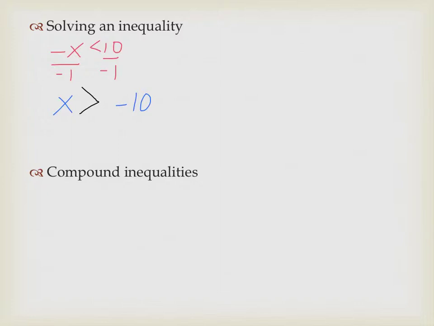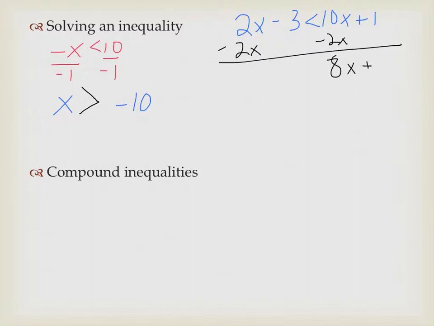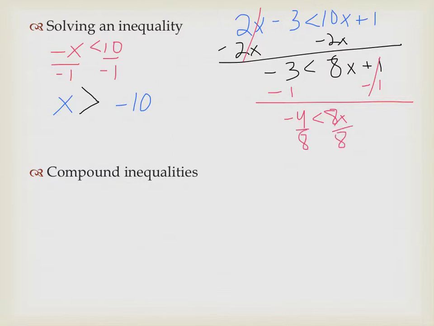So let's solve one over here. If we have 2x minus 3 is less than 10x plus 1, let's go for it. I'm going to bring my x's to the left, and I'm going to go kind of quick. Remember, you can pause me or rewatch this if you need to, or fast forward me if I'm not going fast enough. I'll get my x's on one side, I'll bring my numbers to the other, and I'll divide by 8.